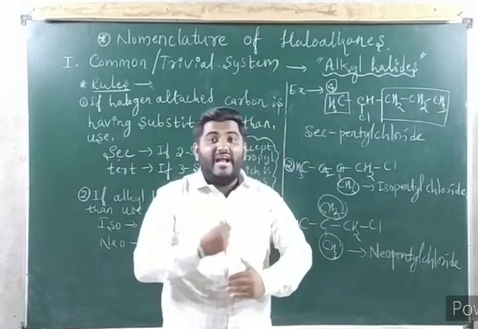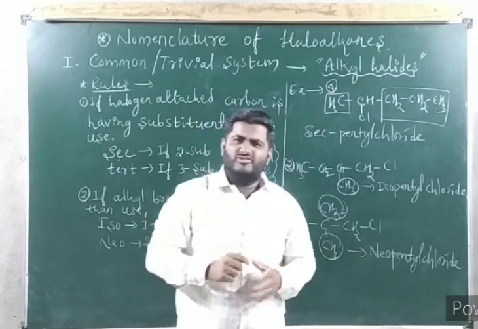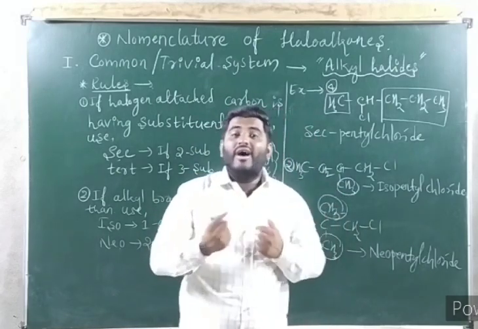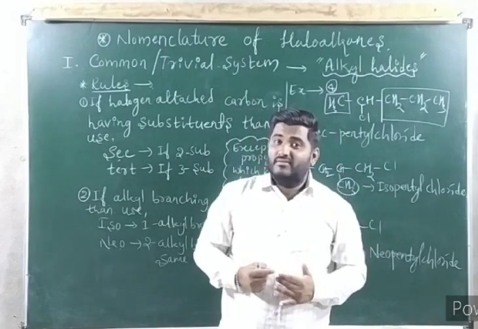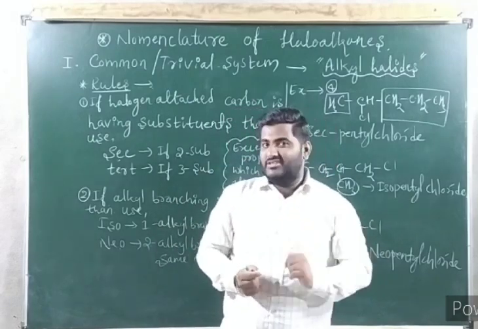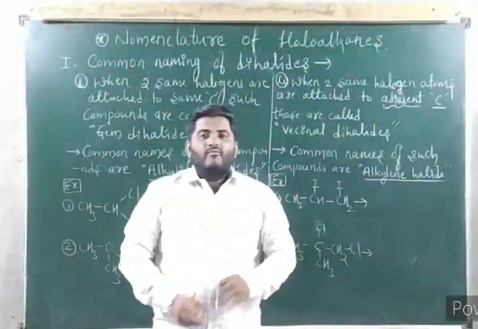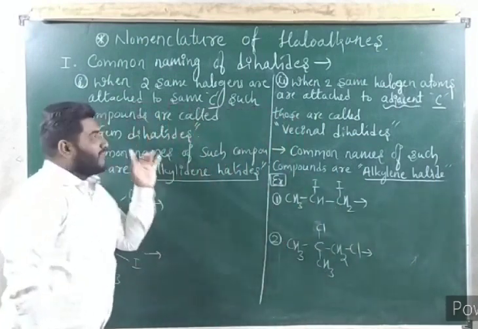Yes, we started with the common names of normal compounds, that is, straight chain and branched chain. Now suppose 2 halogen atoms are there, attached to adjacent carbons or the same carbon. Then how to name them in the common system, that we'll discuss.